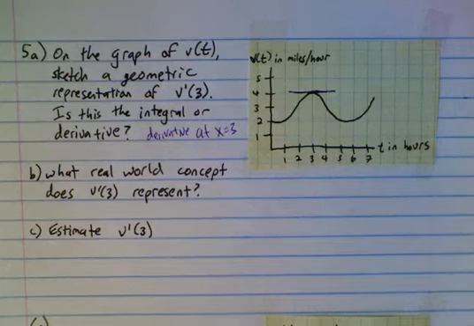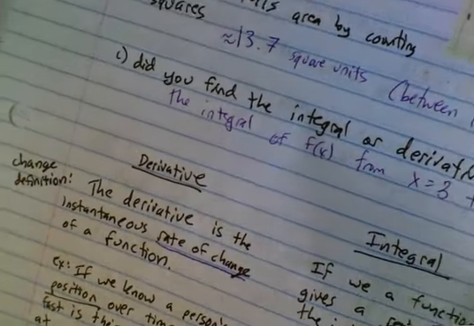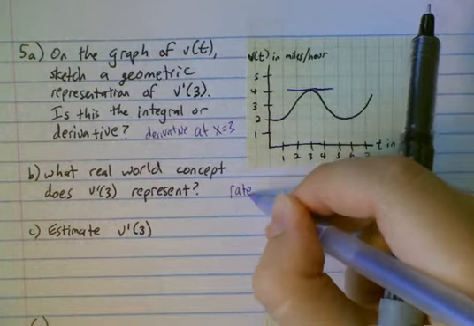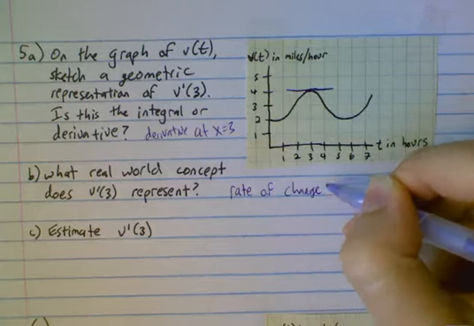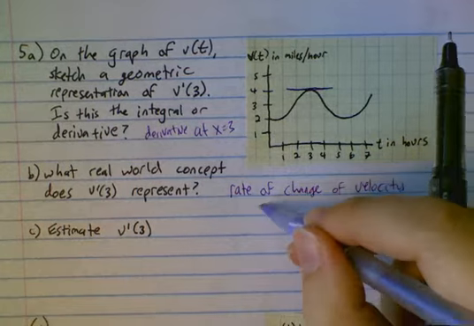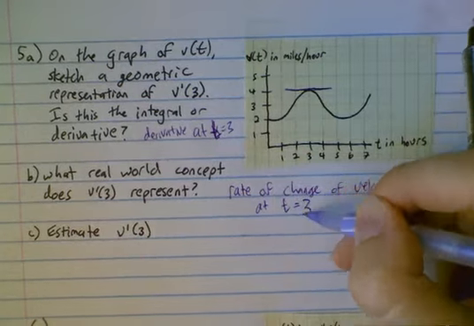What real-world concept does v prime of 3 represent? Again, pause the video for a second and see if you can figure it out. Well, real-world concept, that's not talking about geometry, that's talking about the rate of change. So the derivative is the instantaneous rate of change of a function. So this is the rate of change of velocity. Again, we have that 3 at, whoops, this should be t. This should also be t. t equals 3.